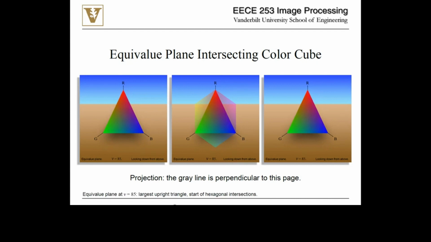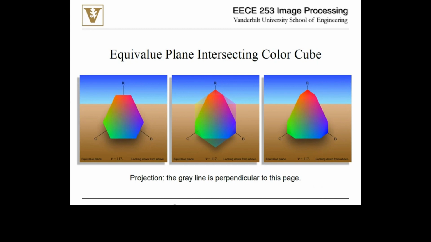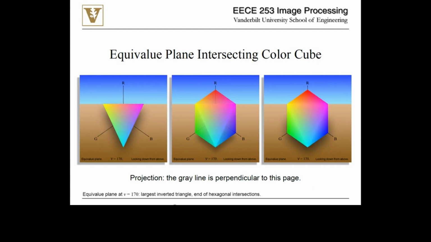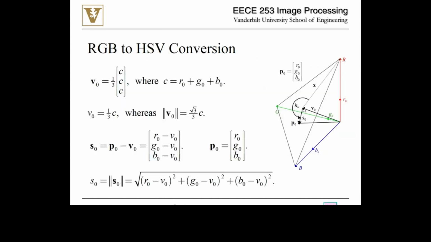So up to here, the intersections are triangles. Then we start intersecting into hexagons. These are our hexagons. Then this is still a hexagon. They're not regular hexagons, okay? And then at some point, the intersections become triangles again. It's the same, but now with a different representation.